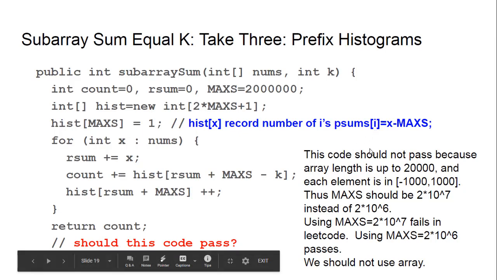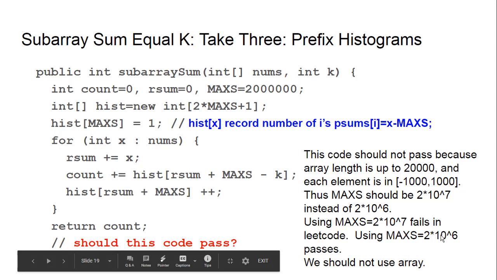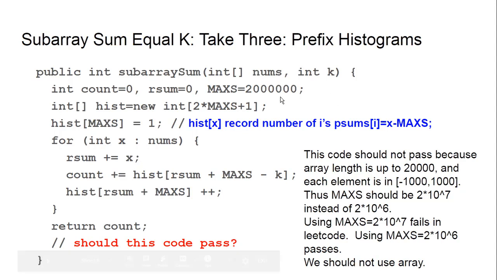So when I first tried this several months ago, using max s equals 10 to the 6 actually passes. So they didn't have test cases that are big enough, have big enough sum. But I just tried it today. Actually, now this one fails. So I will get index out of bound exception here.